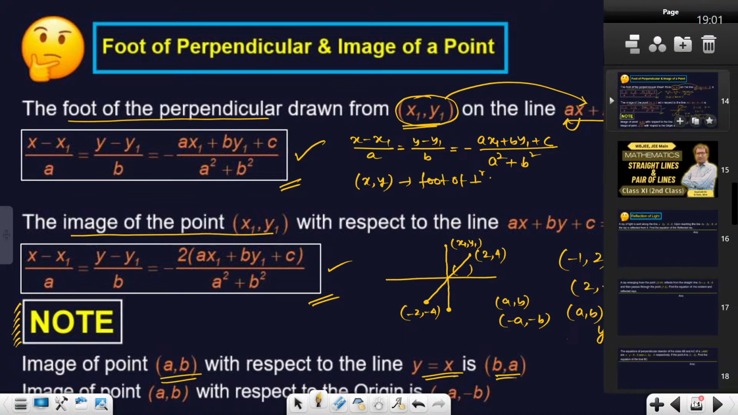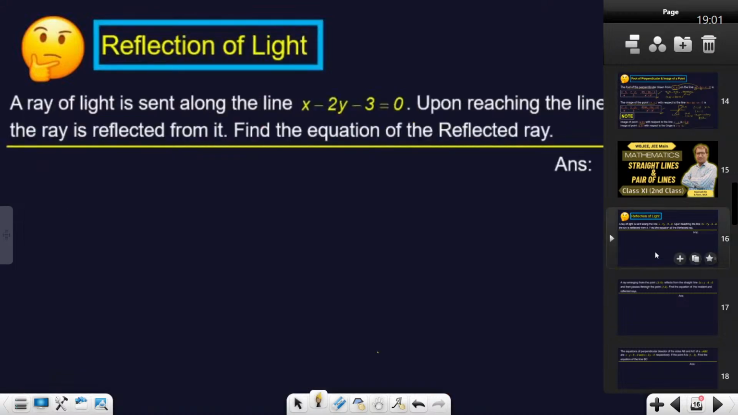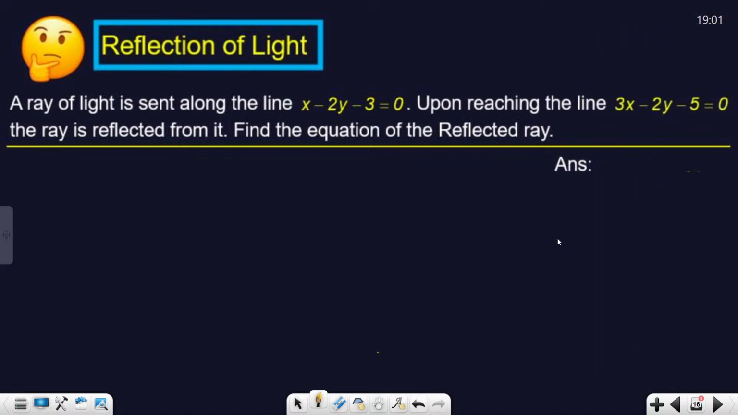So now we will start with the application of this foot of perpendicular and image of a point. This question is the application of image problems, which is your reflection of light. Though you have all done this in physics, I'm just telling you that suppose we are having a mirror over here.